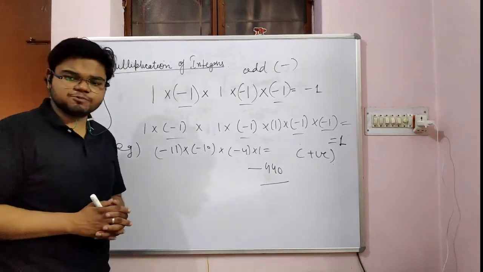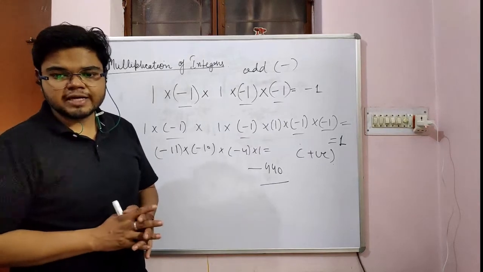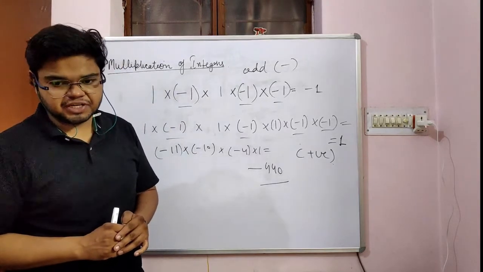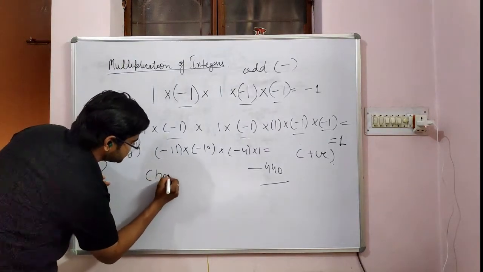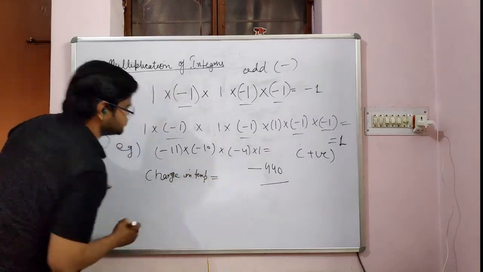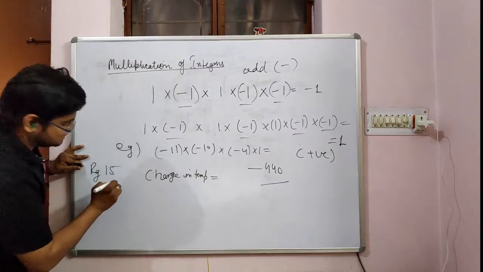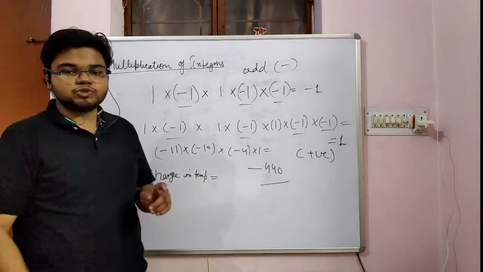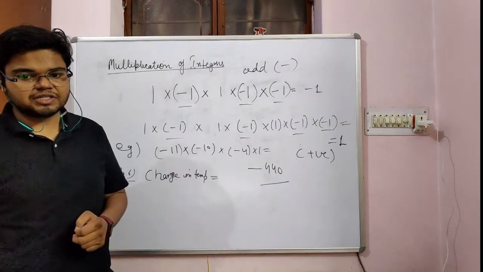In your textbooks on page number 15, there is an example. The temperature drops 2 degrees Celsius every hour for 6 hours. What is the change in temperature? What will be the change in temperature, class? This question is from your textbook, page number 15, example 6. The temperature drops 2 degrees Celsius every hour for 6 hours. So what is the change in temperature?